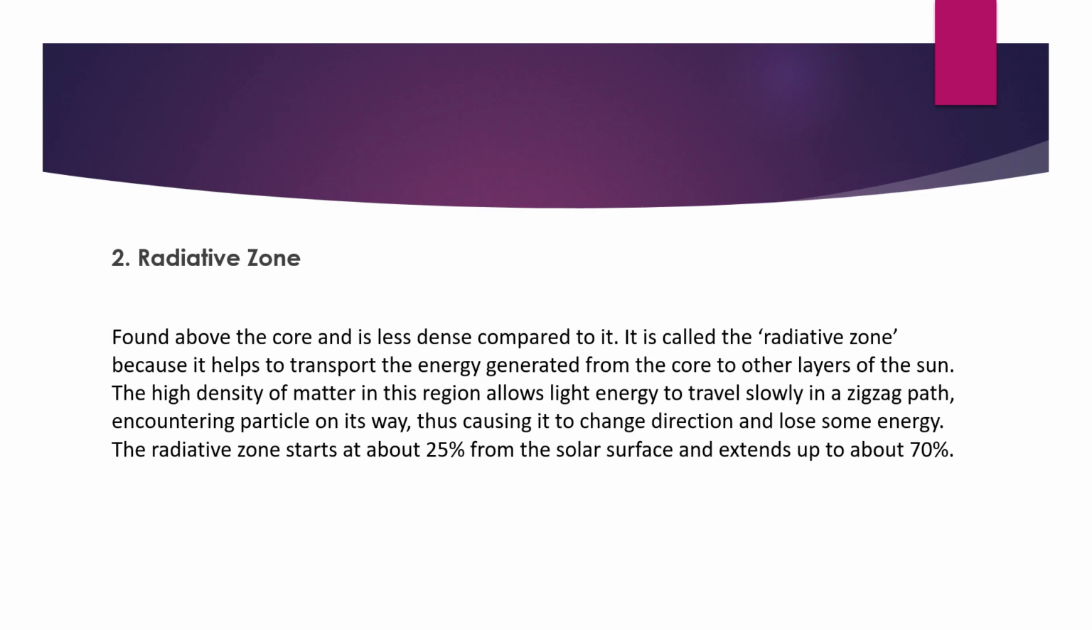The second layer is the radiative zone, found above the core and less dense compared to it. It is called the radiative zone because it helps to transport the energy generated in the core to other layers of the sun. The high density of matter in this region allows light energy to travel slowly in a zigzag path, encountering particles on its way, thus causing it to change direction and lose some energy. The radiative zone starts at about 25% from the solar surface and extends up to 70%.